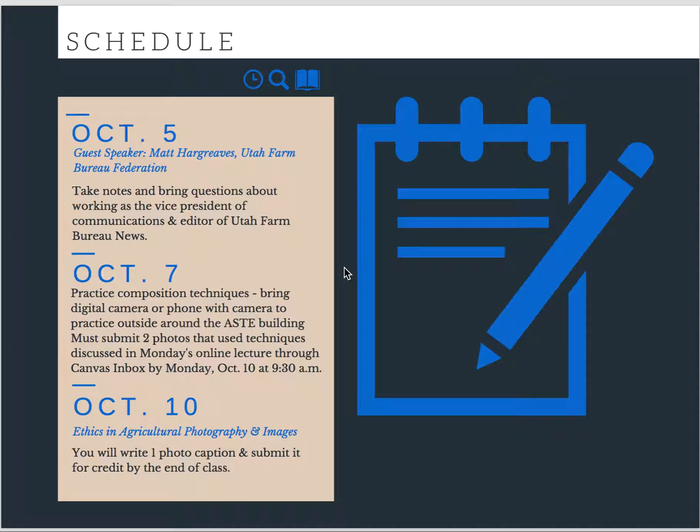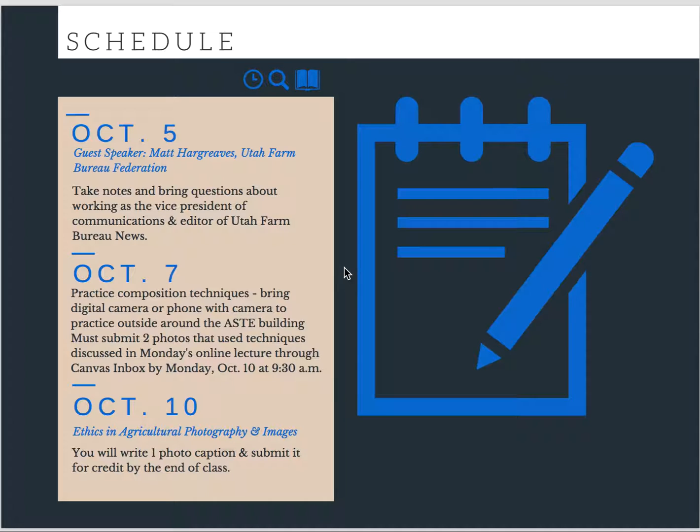Utah Agricultural Experiment Station. On Friday, please bring a digital camera or your cell phone's camera to practice taking photos of objects in and around the ASTE building. You must submit 2 photos that use techniques discussed in today's lecture. Send those photos as attachments in an email through Canvas inbox by Monday, October 10th at 9:30 a.m. to receive credit for Friday's activity.